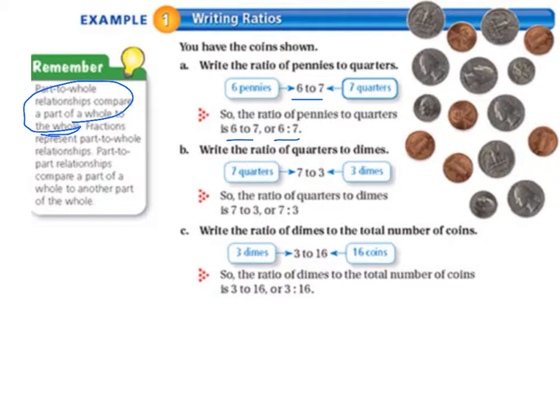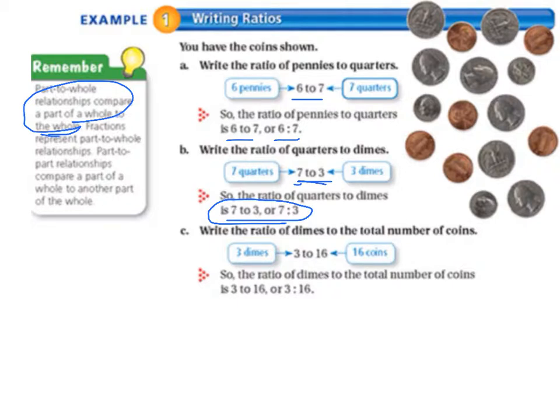6:7. We don't actually say colon. I'm just saying that so that you'll recognize that the colon in the middle is the mark that we use, but it's actually said 6 to 7. And then we're to write the ratio of quarters to dimes. And so we have 7 quarters to 3 dimes. So the ratio of quarters to dimes is 7 to 3. We can write that as 7:3.